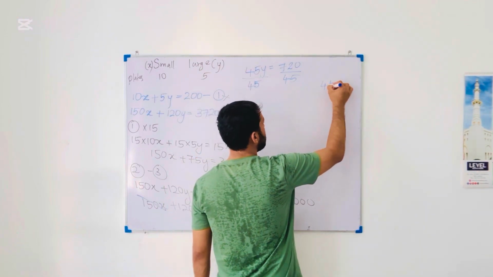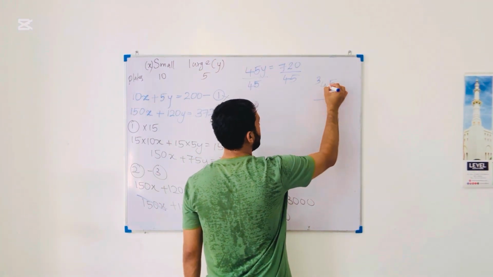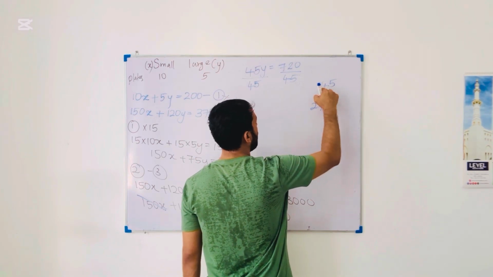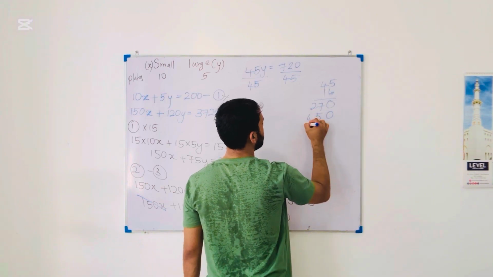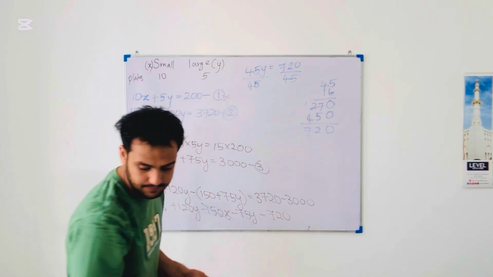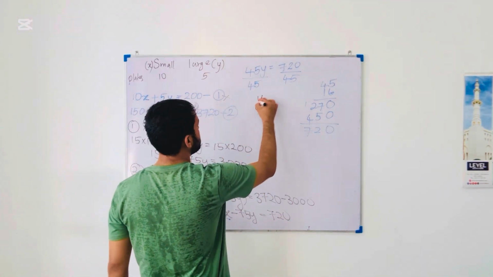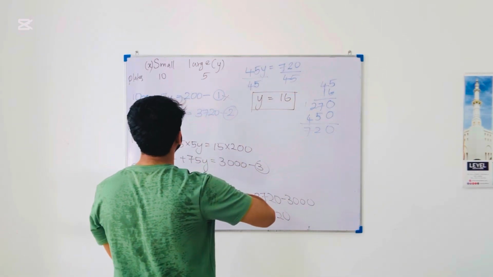So 45 into 16, let's say, if I multiply, 6 into 5 is 30, 6 into 4 is 24, plus 3, 27. Then 1 into 5, the 0 here, 1 into 5 is 5, 1 into 4 is 4, so 0, 2, 7, that gives 720. So that means y is equal to 16 here, the number of packs of large plates.